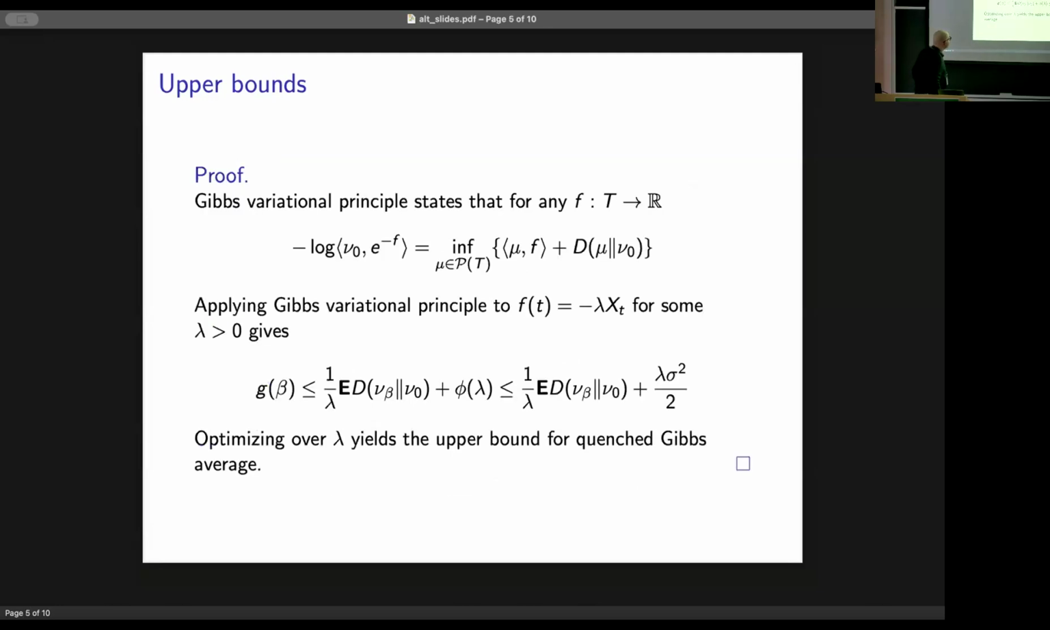And the proof is a very simple consequence of the Gibbs variational principle that tells you something for this log partition function. You just need to choose the energy appropriately, this function f_t. It's going to be minus lambda X_t, and then you tune lambda. So this inequality is Gibbs, and this inequality is just using the fact that your objects are sub-Gaussian, and you optimize over lambda.